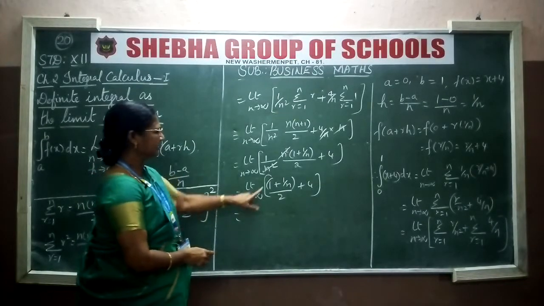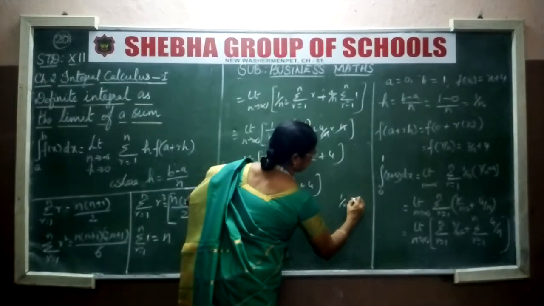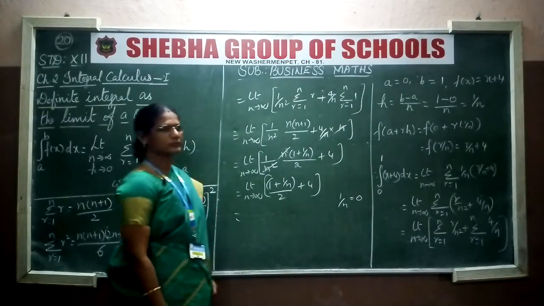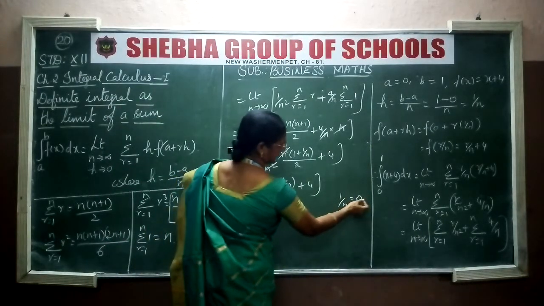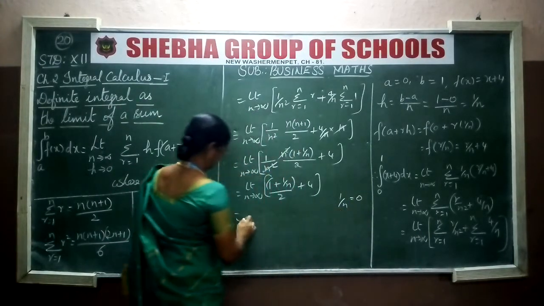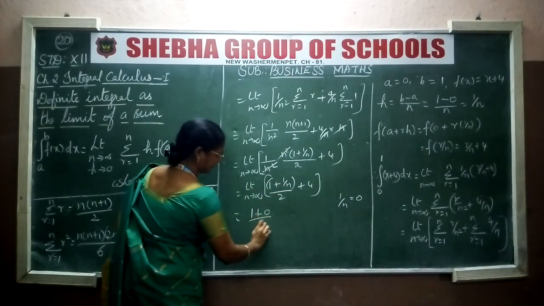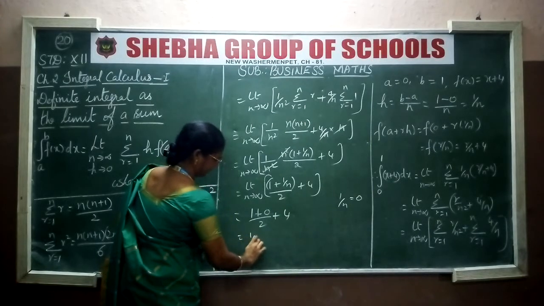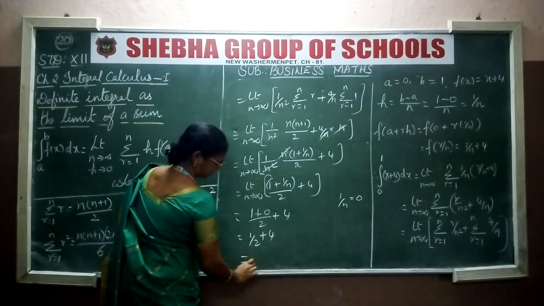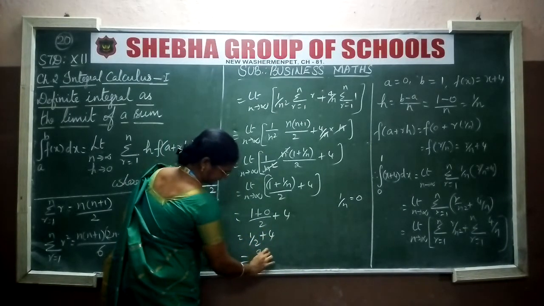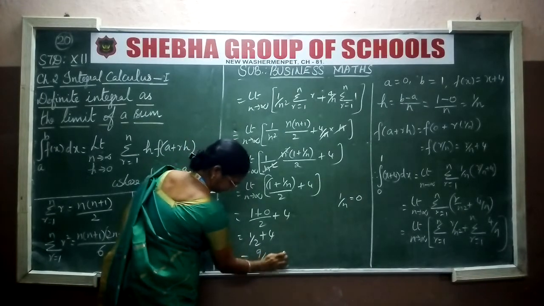N tends to infinity, or 1 by n tends to what? 0. N tends to infinity means 1 by n tends to 0. So substituting here we get 1 plus 1 by n, which is 0, by 2 plus 4. So 1 by 2 plus 4, taking 2 as LCM we get 9 by 2.